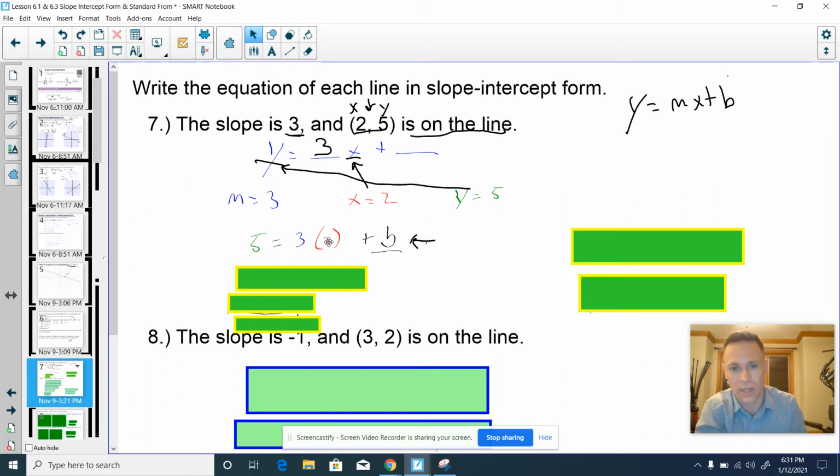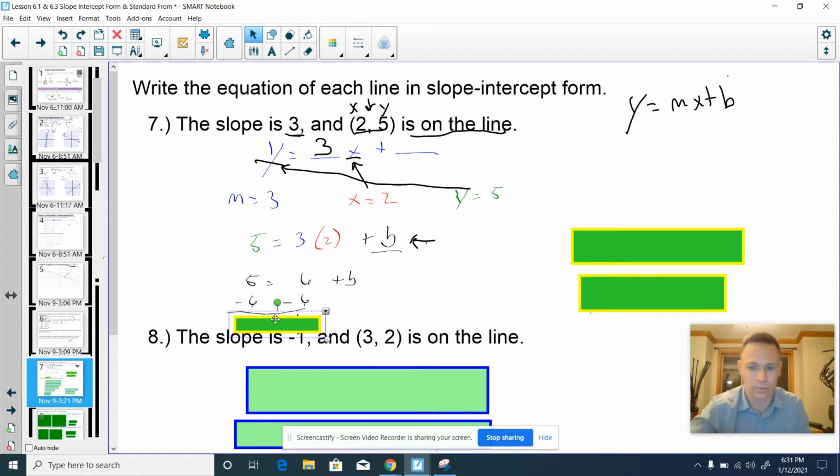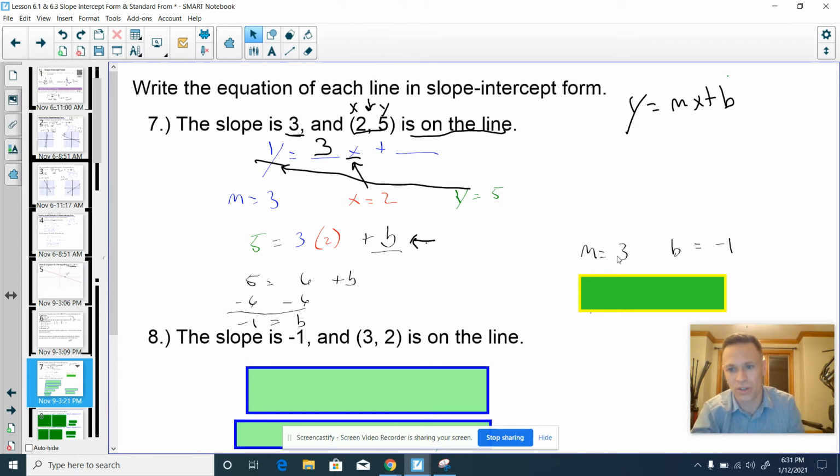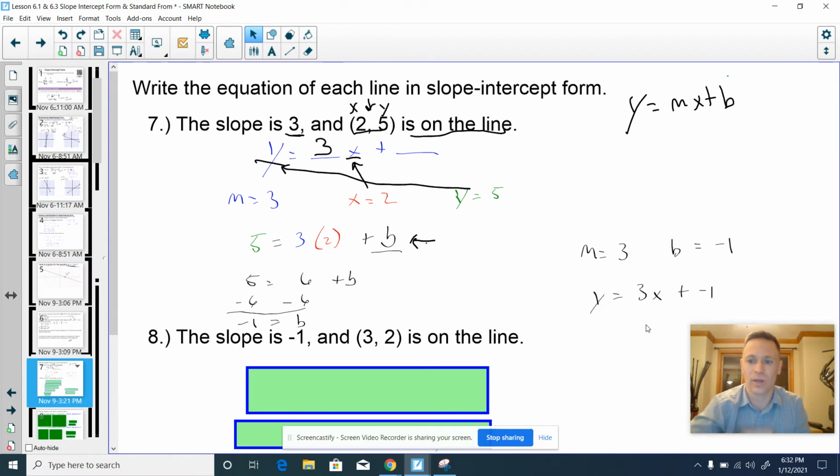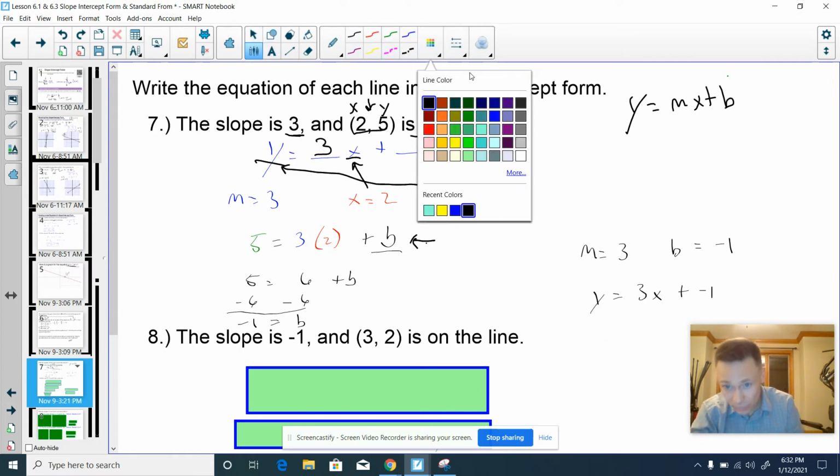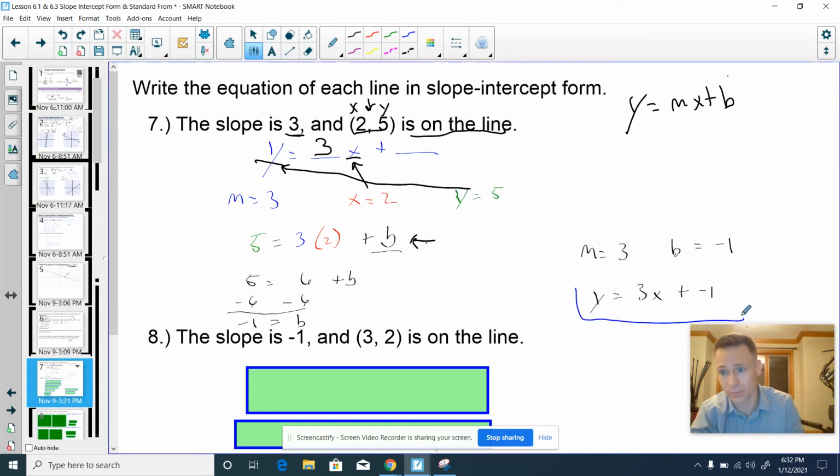Now, once I substitute all that stuff in, it's actually not too bad to solve because now it's like, all right, well, what's 3 times 2? Well, that's 6, right? And how do I solve for b? Oh, well, I just subtract it to the other side. So if I subtract 6 from both sides, 5 minus 6 is what? -1. And -1 is equal to b. Now I can write my equation because I know that my slope was 3 from before. I know my y-intercept was -1. And so I can write the equation y is equal to 3x plus -1.